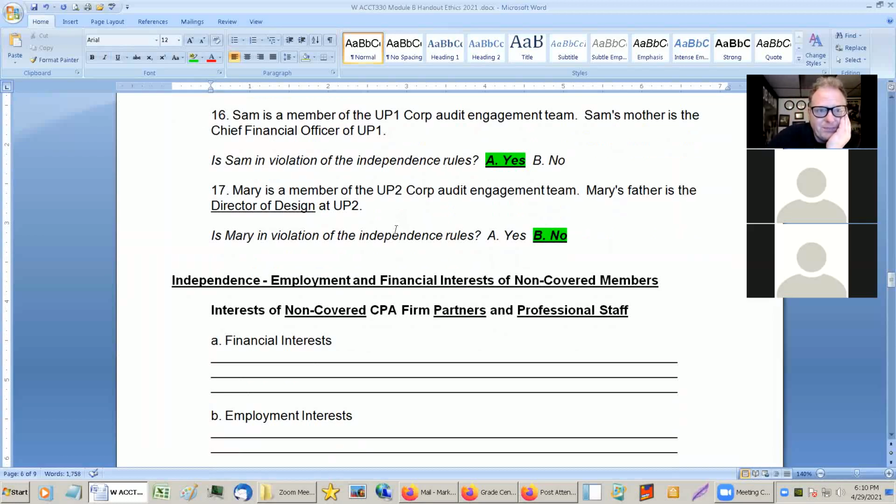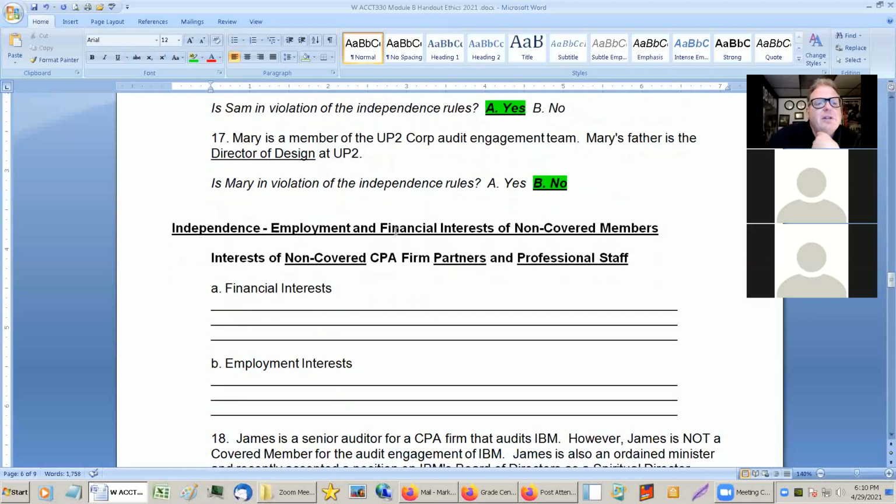So he can do an audit, or she can do an audit. All right.